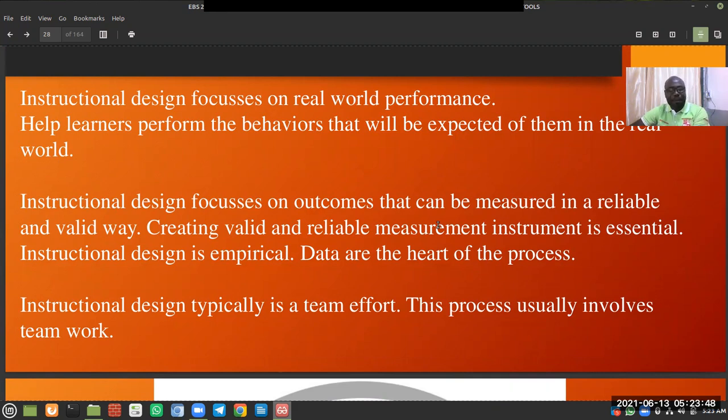Instructional design is empirical in the sense that data is at the heart of the process. Instructional design typically is a team effort. This process usually involves teamwork.